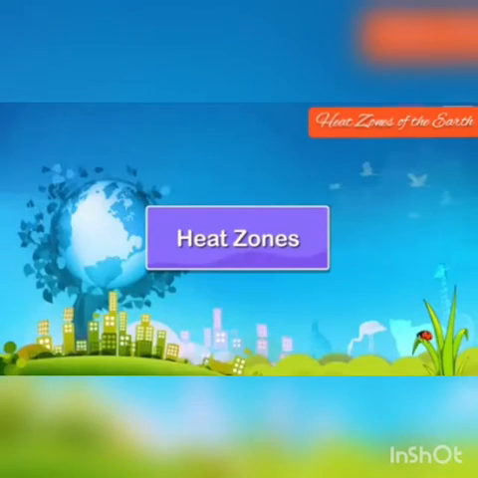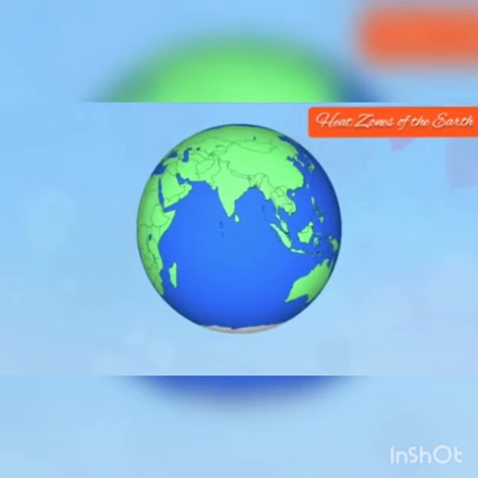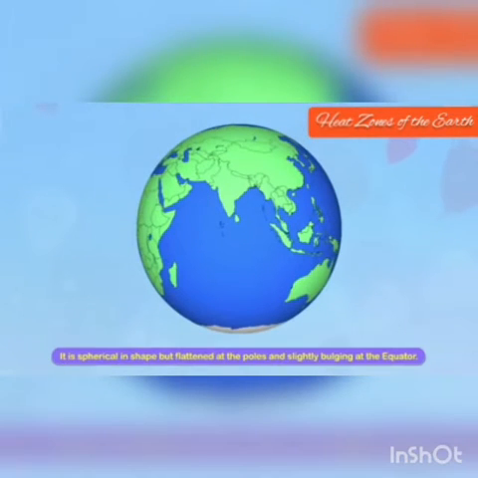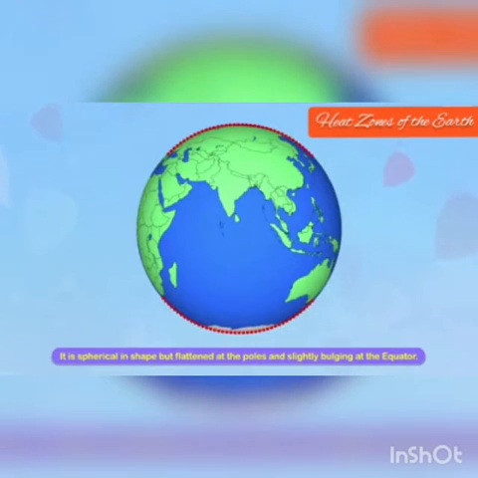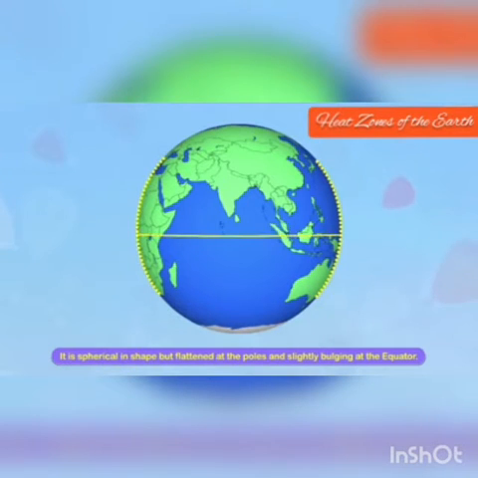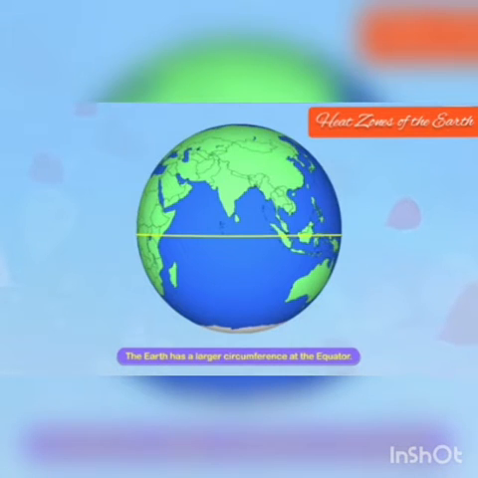Heat zones of the Earth. The Earth is a huge planet. It is spherical in shape, flattened at the poles, but slightly bulging at the equator. So, the Earth has a larger circumference at the equator.